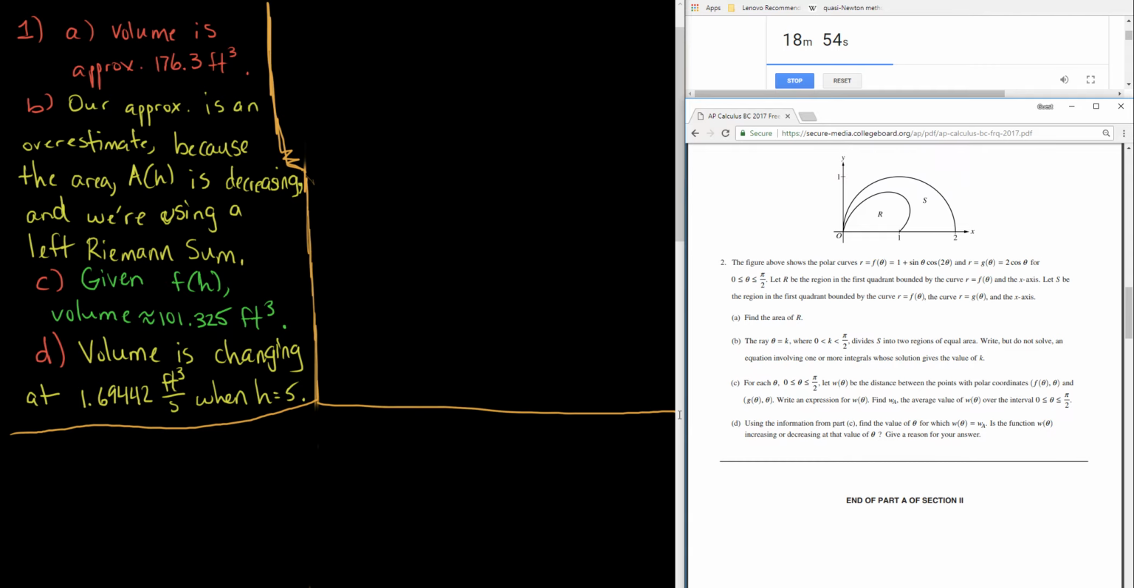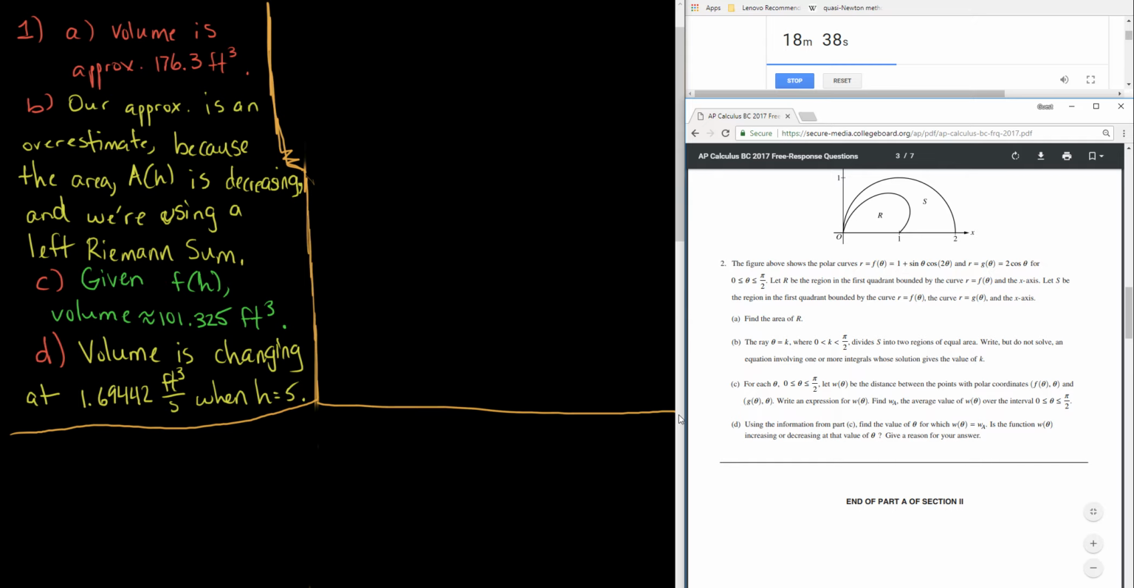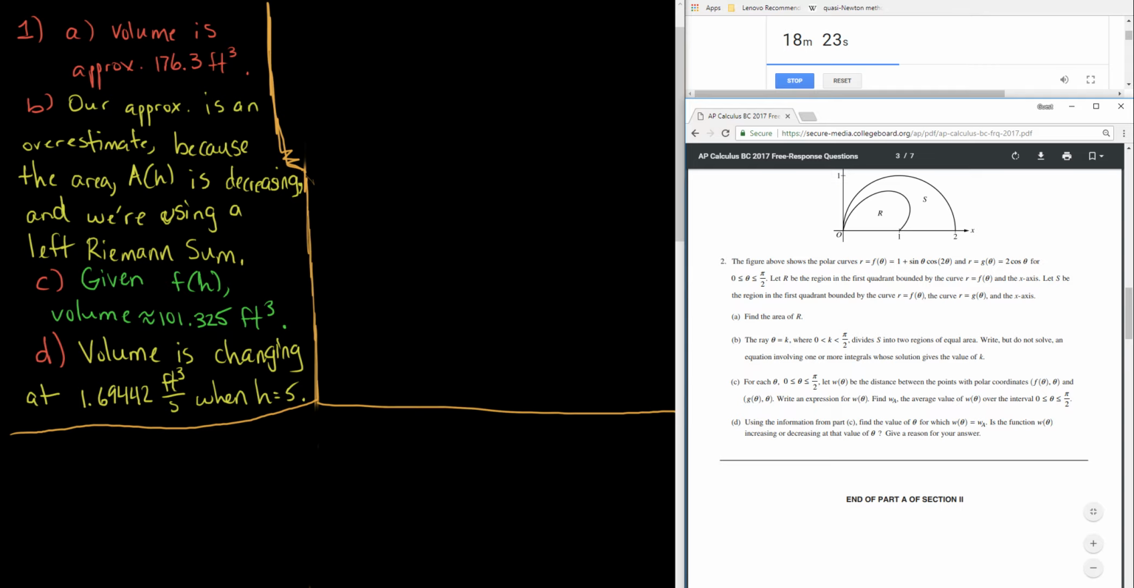The figure above shows the polar curves r equals f of theta and r equals g of theta. From theta from 0 to pi over 2, let R be the region in the first quadrant bounded by f of theta. Okay, so R is this little curve here, and S is the region bounded by the curve f, g, and the x-axis. So it's not the entire area, it's just this little area between the curve of f and the curve of g. Find the area of R.